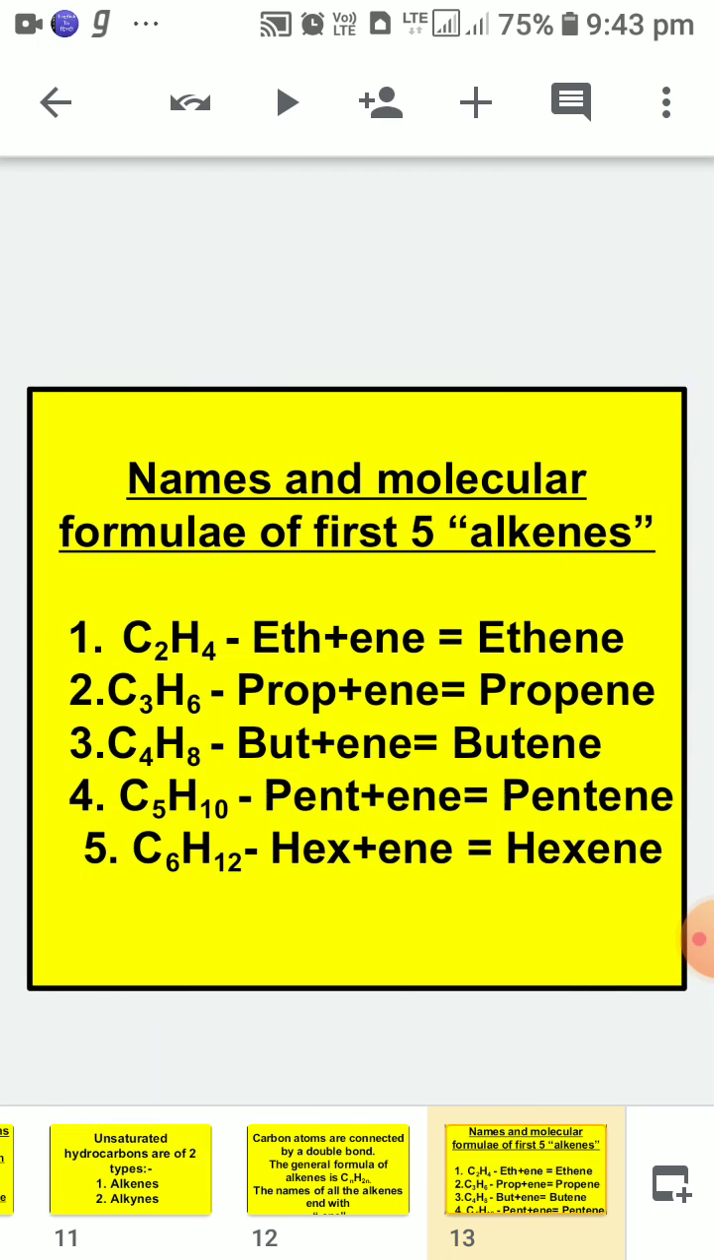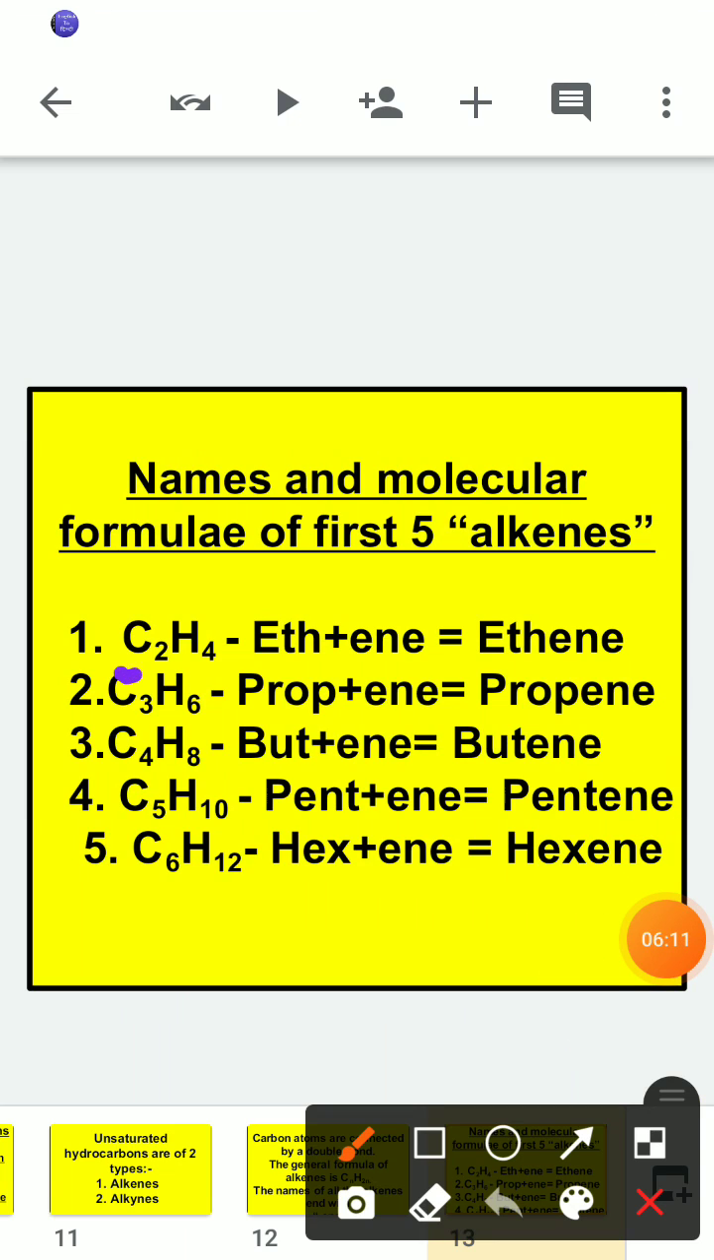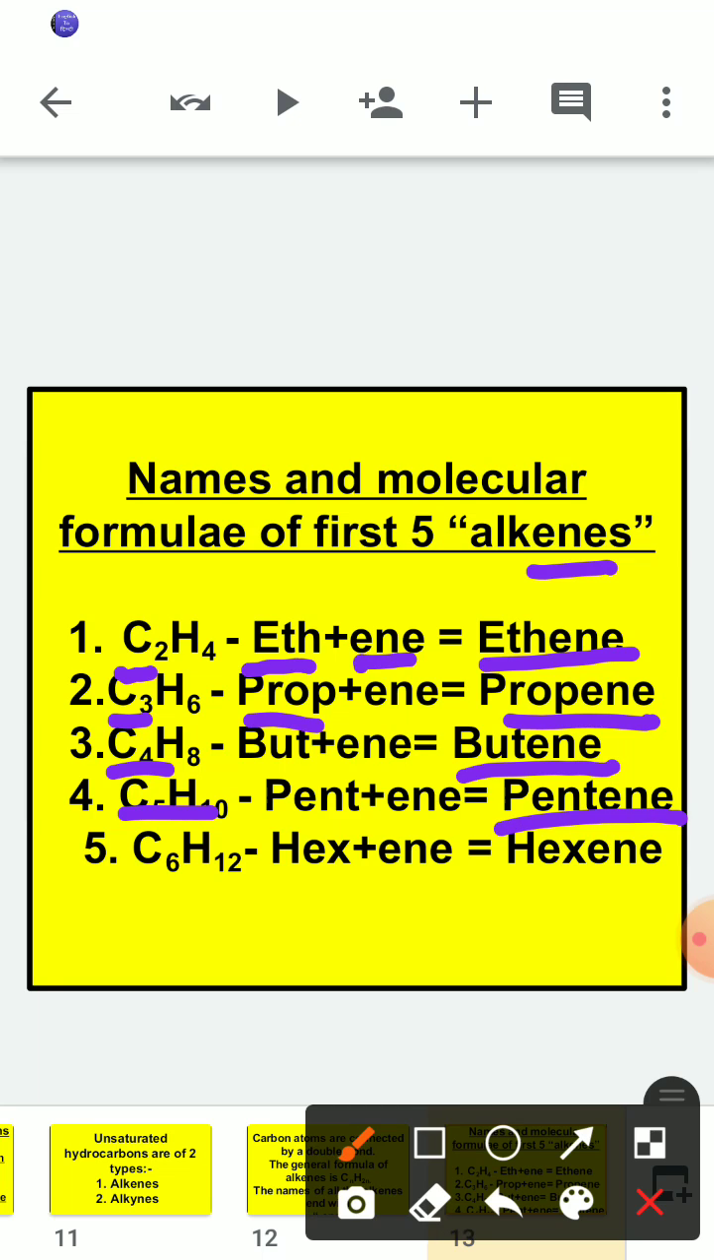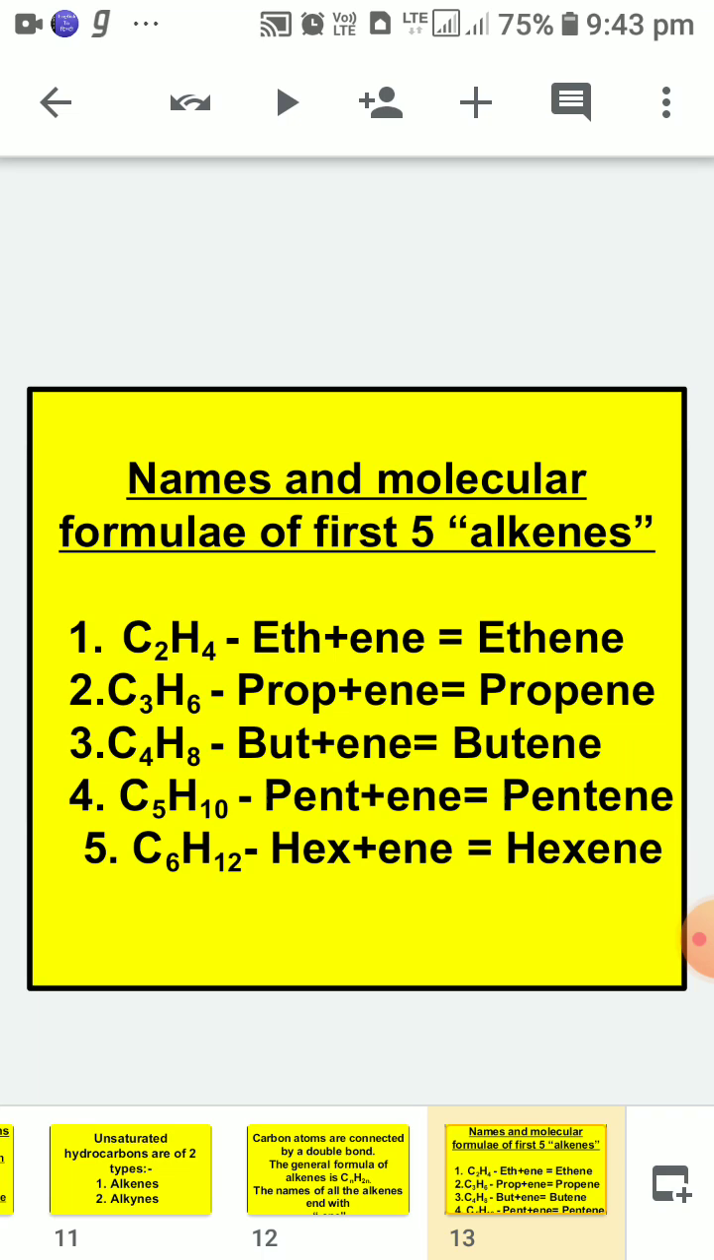Names and molecular formulas of the first 5 members of alkenes. C2 is for eth, and because it is a member of the alkene group, ene: ethene. For C3, propene. For C4, butene. For 5, pentene, and for 6 it is hexene. Now you must be wondering why we do not have n equals 1. Because for a double bond we require at least 2 carbon atoms. So in the case of alkenes we start the first member at n equals 2.